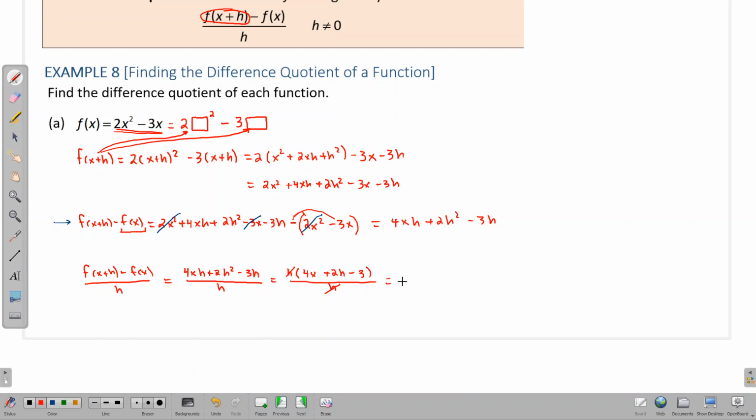That leaves us with a final answer of 4x plus 2h minus 3. This expression is our difference quotient for this function. In other words, this is the slope of the secant line for any x value. You pick whatever x value you want, and then you pick how far over you want the second point to be. h represents the distance between the two points. So pick those two quantities, plug them in, and that gives you the slope of the secant. All right, let's try another one.